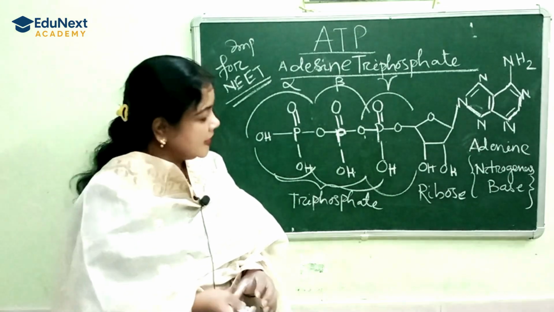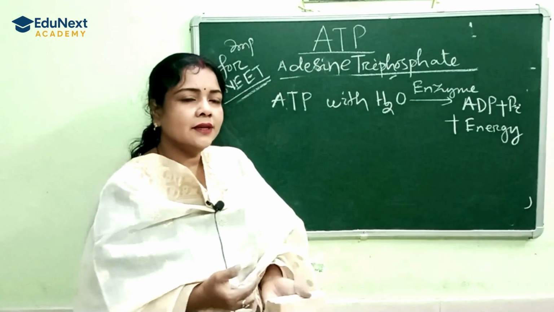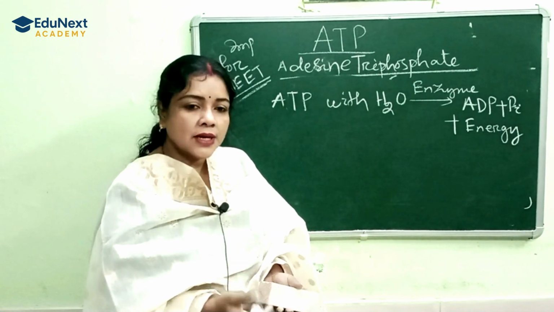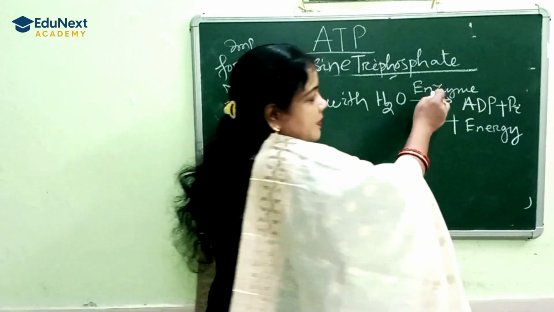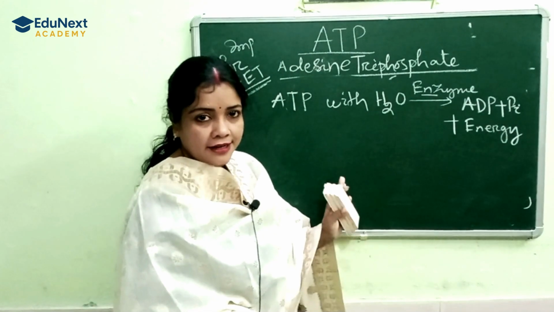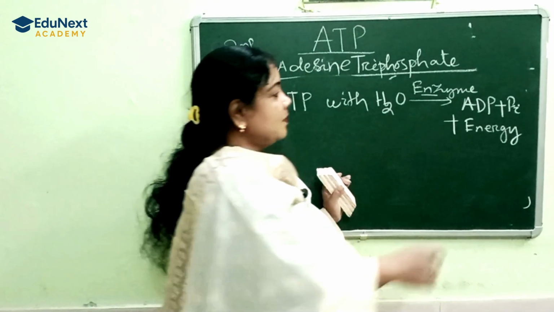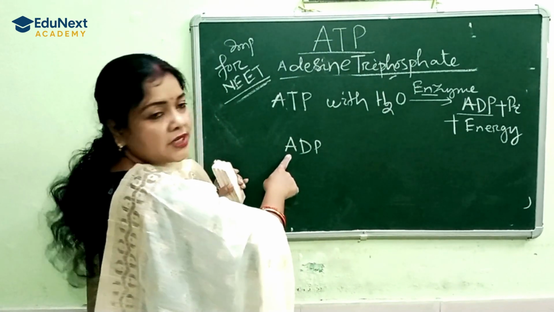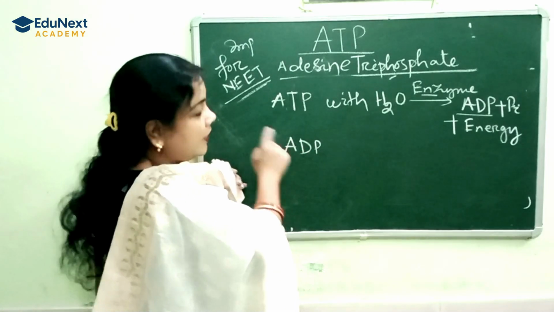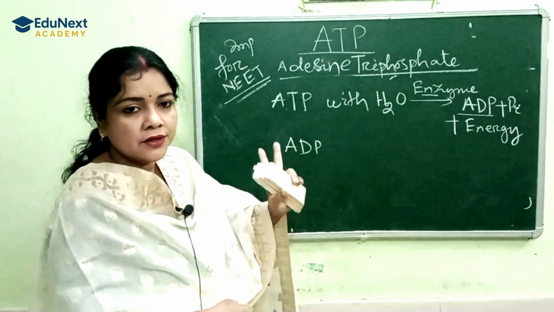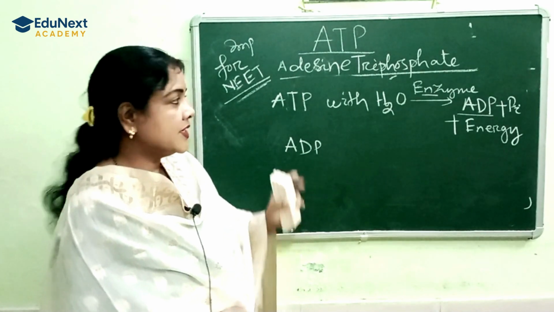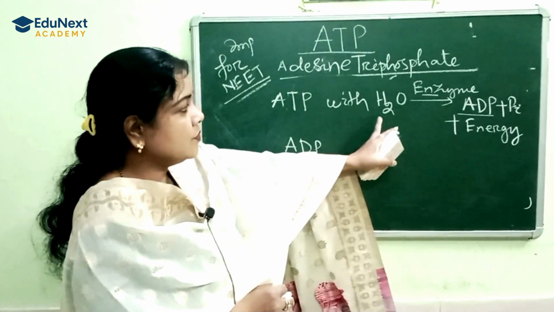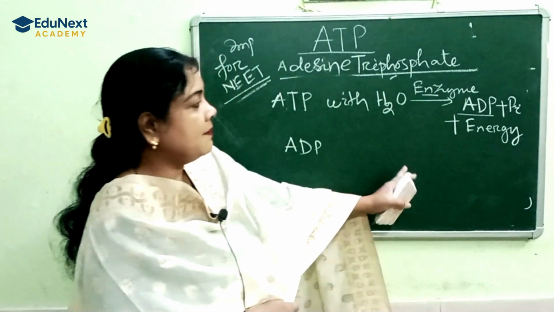Now see, whenever this ATP reacts with H2O, comes in contact with water, in the presence of an enzyme as a catalyst, what happens? It forms ADP. ADP means adenosine diphosphate. Here three phosphate groups are there. Here two phosphate groups are there. Adenosine triphosphate, adenosine diphosphate.